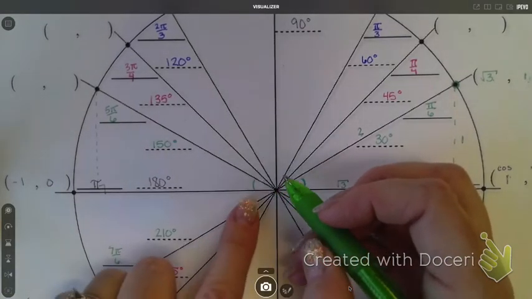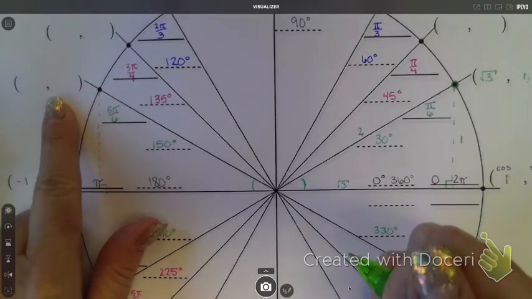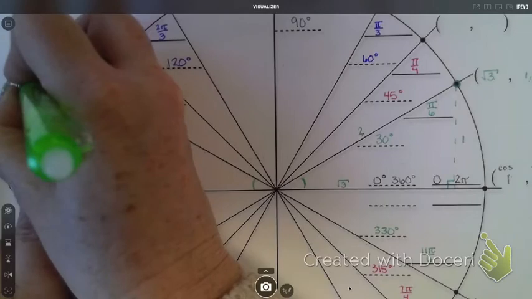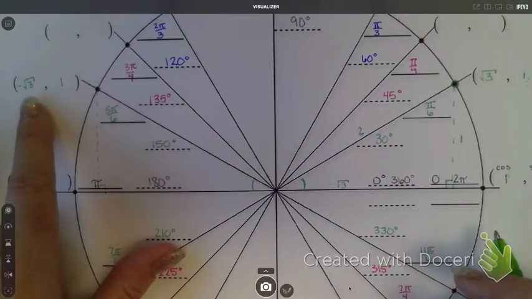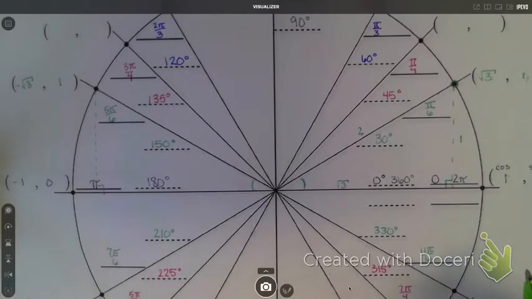Okay, what is my point over here then? Negative square root of 3, 1. Okay, why is the square root of 3 negative? Because it's on the negative side. I have a question. Would the square root turn into 3i? No, it's a negative outside. It's not imaginary.